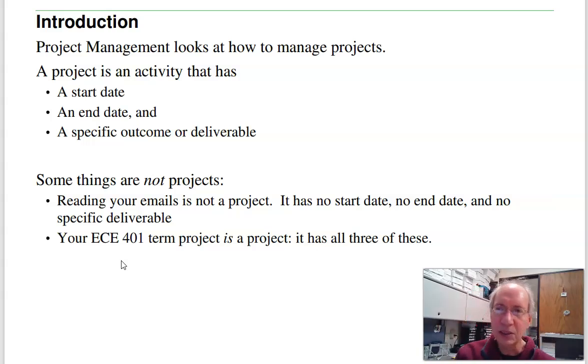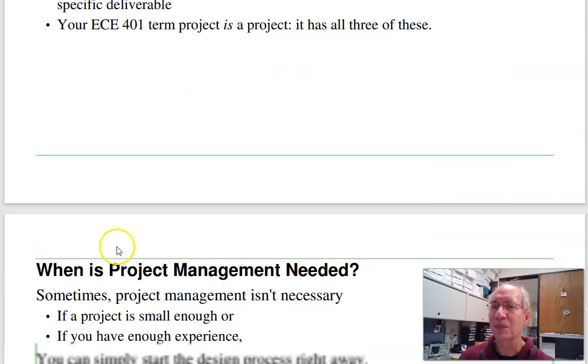Now, some things are not projects. Reading your emails is not a project. It has no specific start date, no end date, no specific deliverable. But your 401 project is most definitely a project.